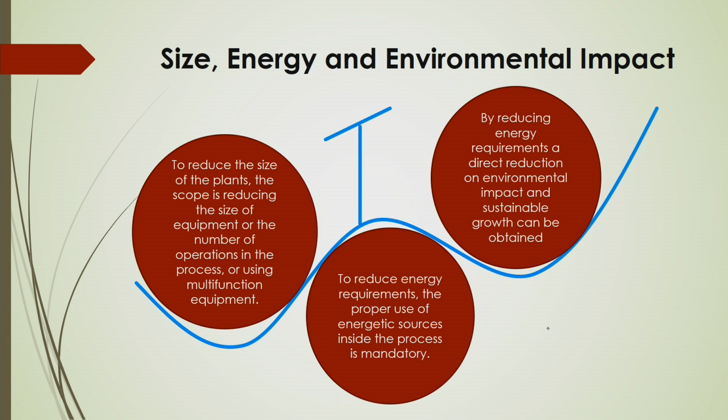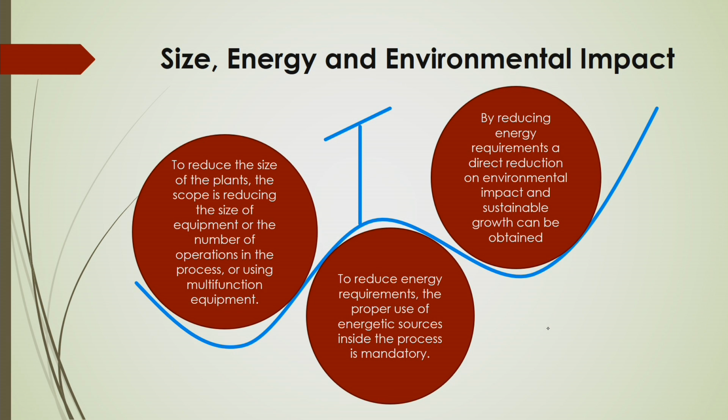So, you can reduce the size of the plants; the scope is reducing the size of equipment or the number of operations in the process, or using multifunctional equipment where you can intensify the process to get the output by consuming less energy and fewer pieces of equipment. If you integrate the process, you can reduce the size of the equipment as well as the number of equipment. To reduce the energy requirements, the proper use of energetic sources inside the process is also mandatory.